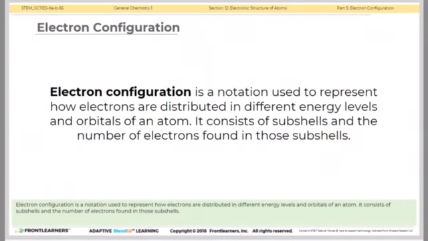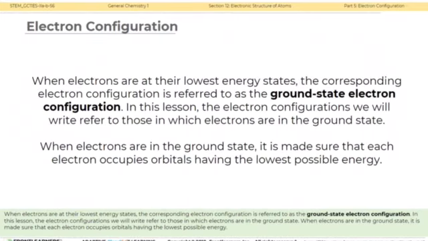Electron configuration is the notation used to represent how electrons are distributed in different energy levels or orbitals of an atom. It consists of subshells and the number of electrons found on those subshells. When electrons are at their lowest energy state, the corresponding electron configuration is referred to as the ground state electron configuration.